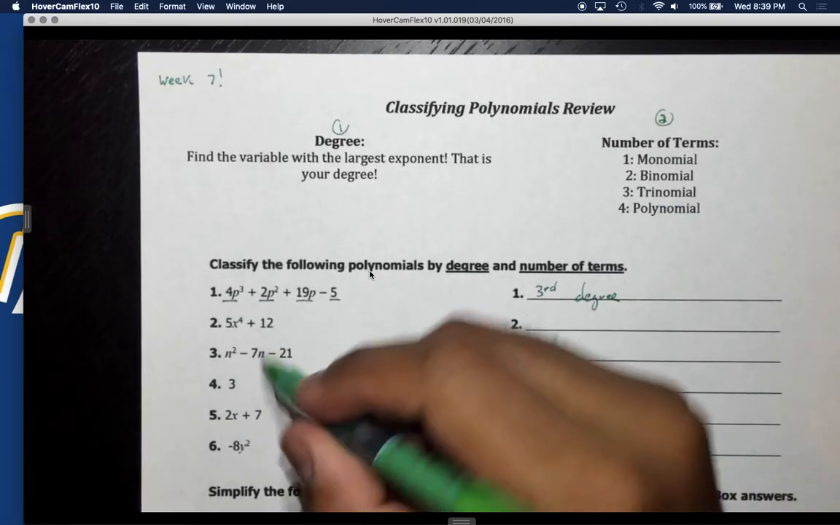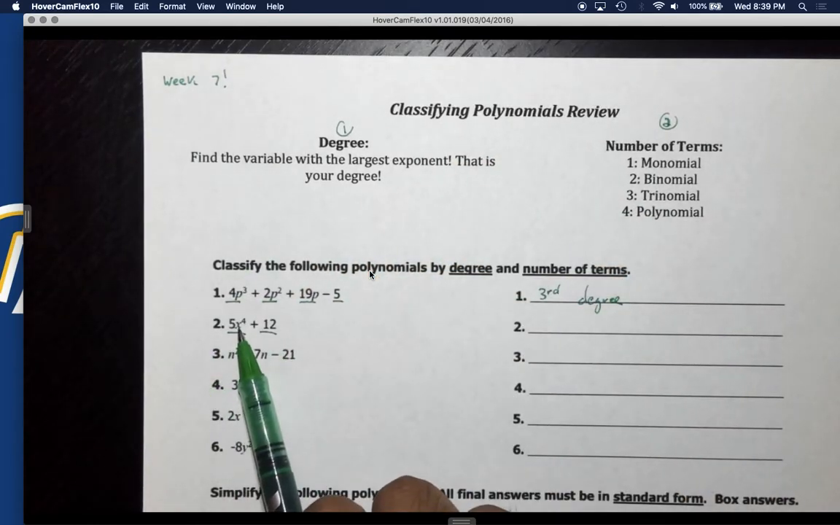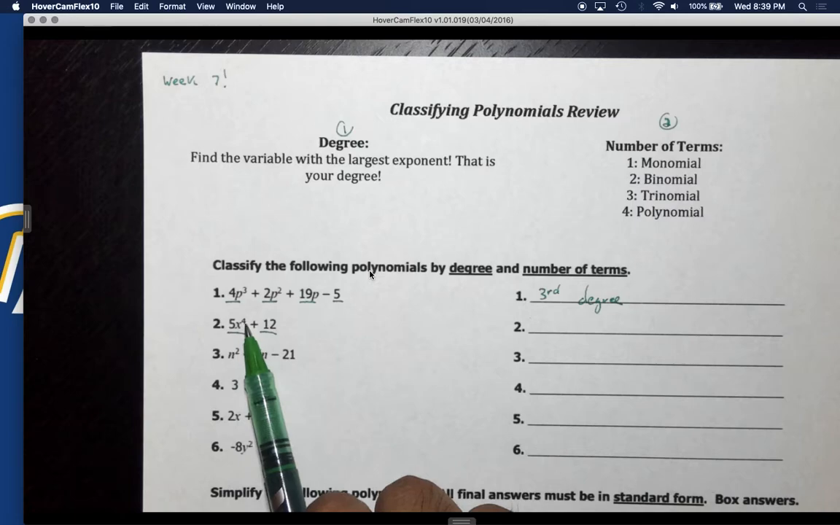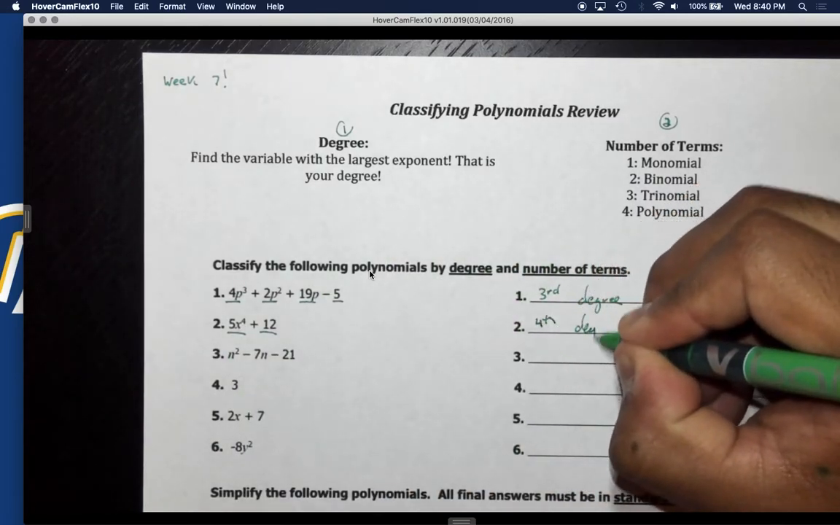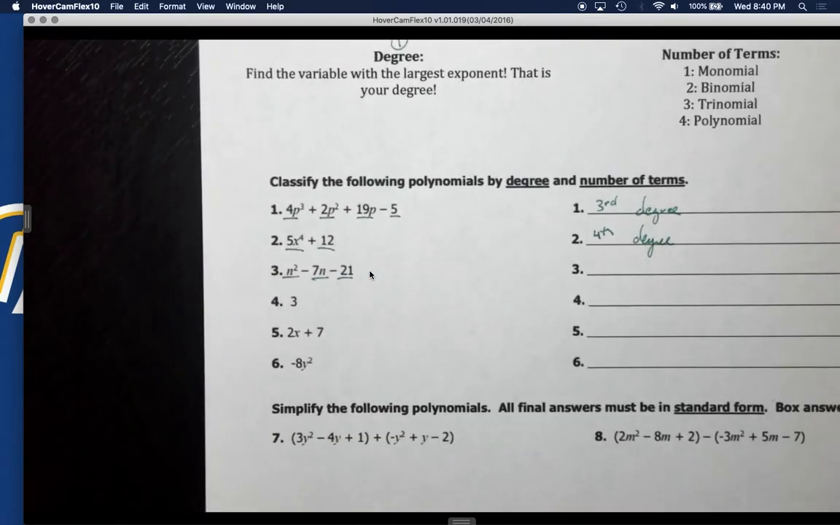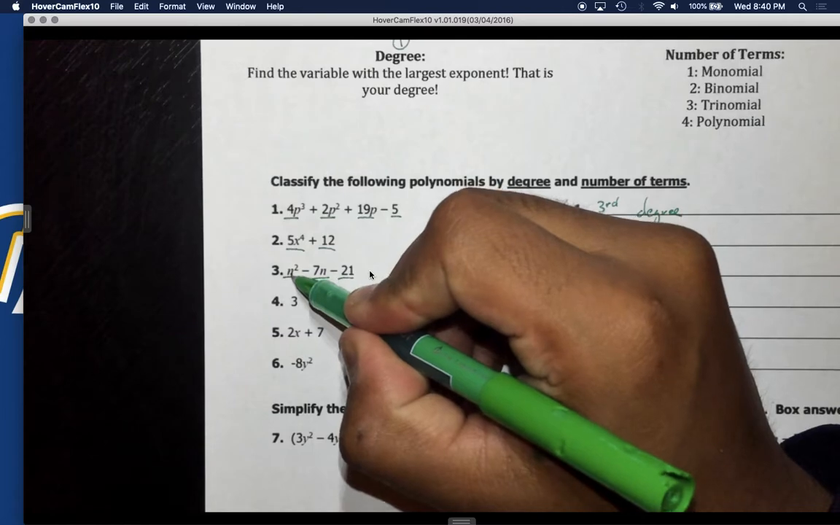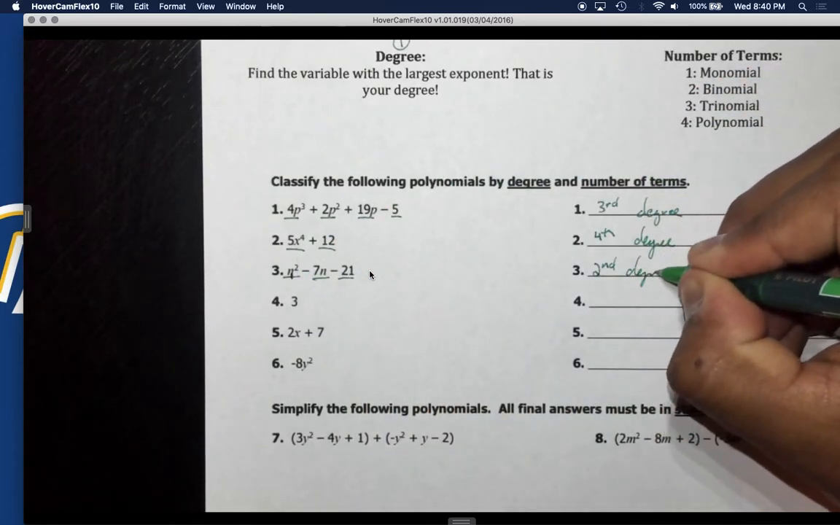Now notice that you have two terms here. Look for the variable with the biggest exponent. There's only one variable. Its exponent is a 4. That means that this is a fourth degree. Notice that this one has three terms. Look for the variable with the biggest degree. Here's the variable. The biggest degree is 2. That means it is a second degree.